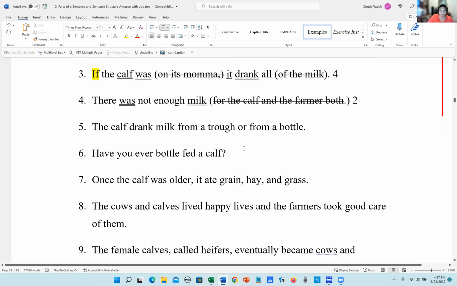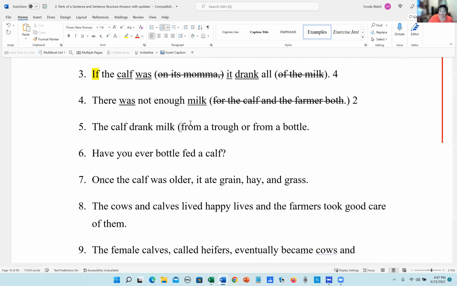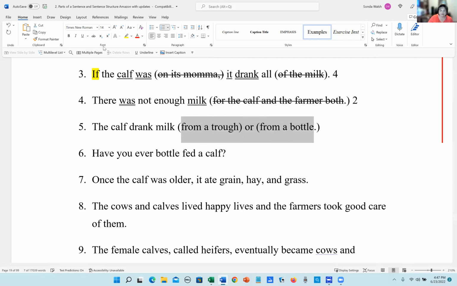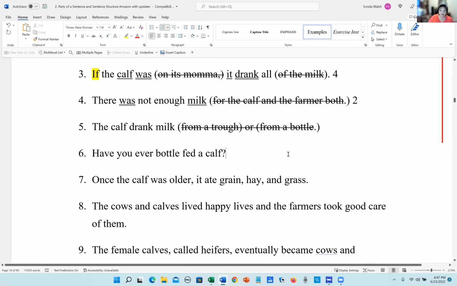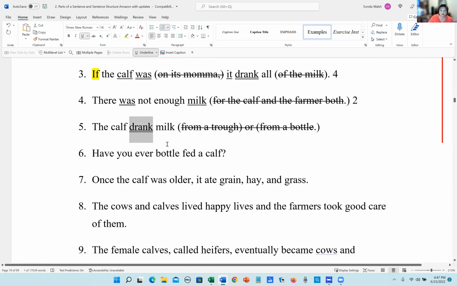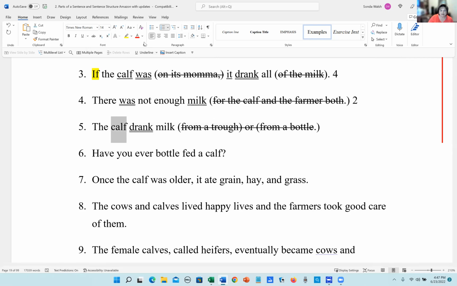Number 5, "from a trough" and "from a bottle." Those are prepositional phrases. I can strike through this because I will not find my subject and verb there. And "drank" is the action verb. So underline that twice and ask who drank milk. And the answer to that is calf.